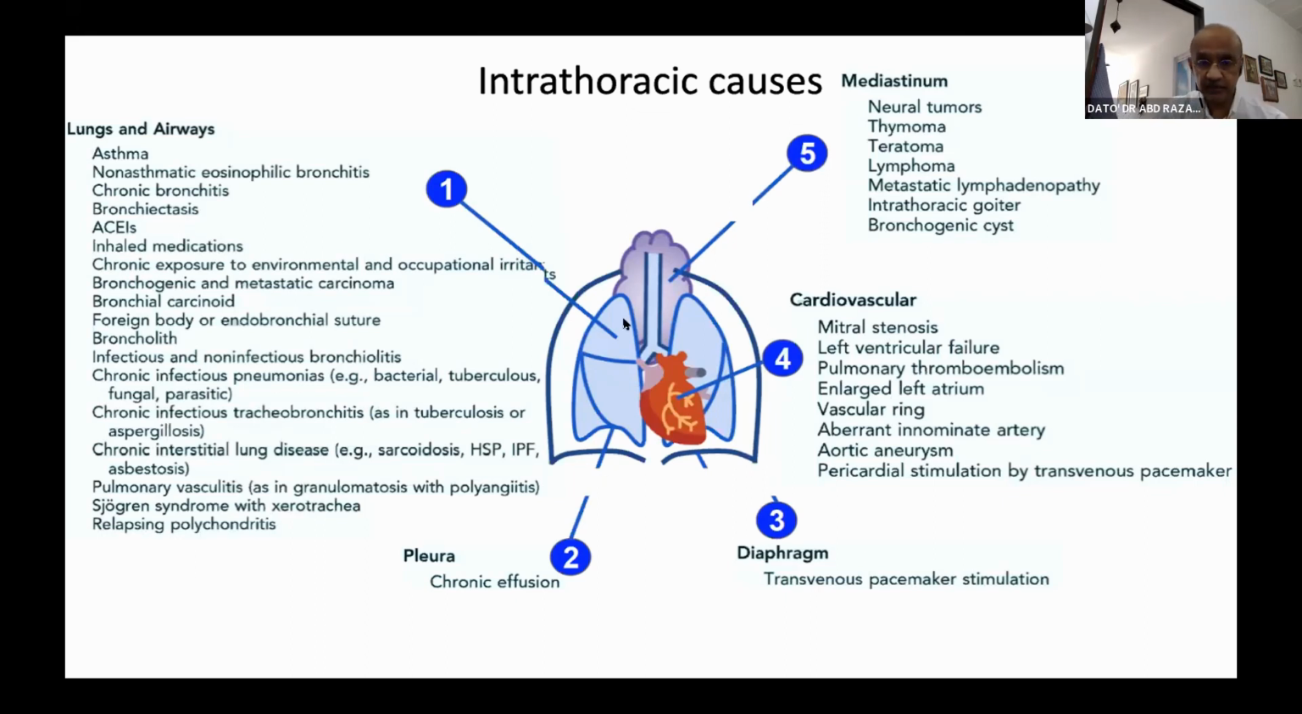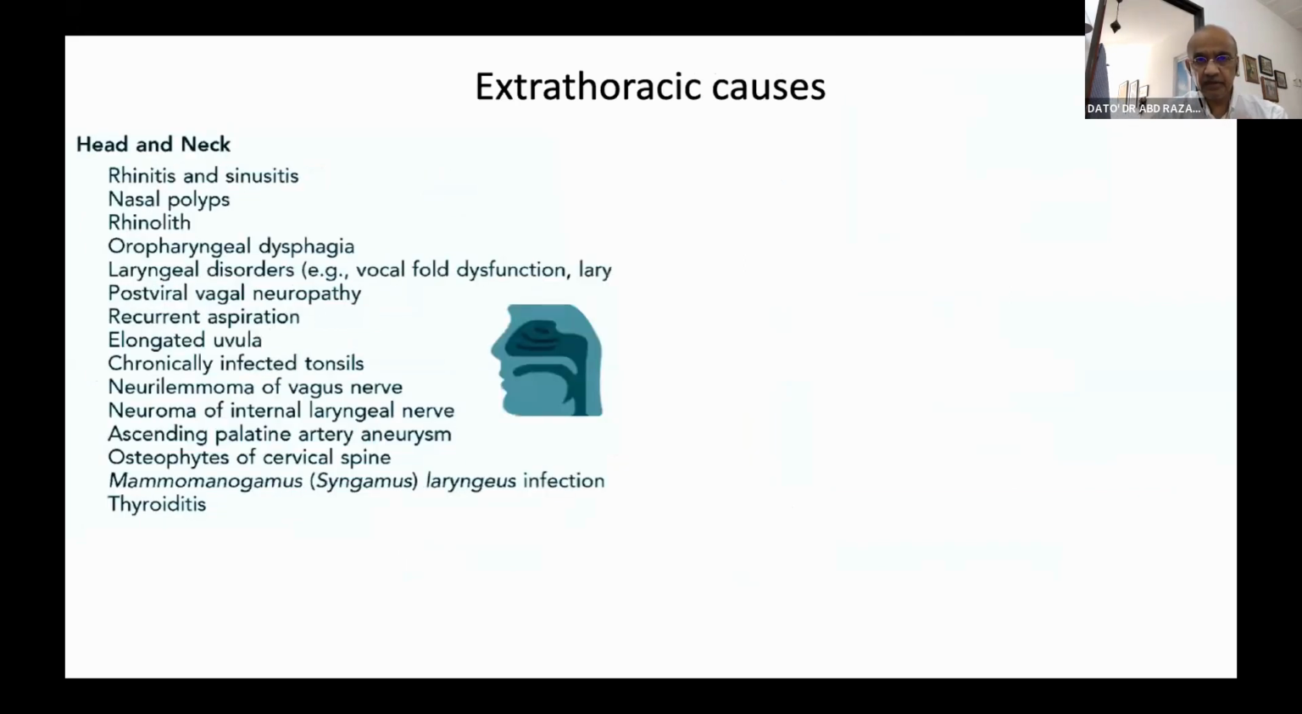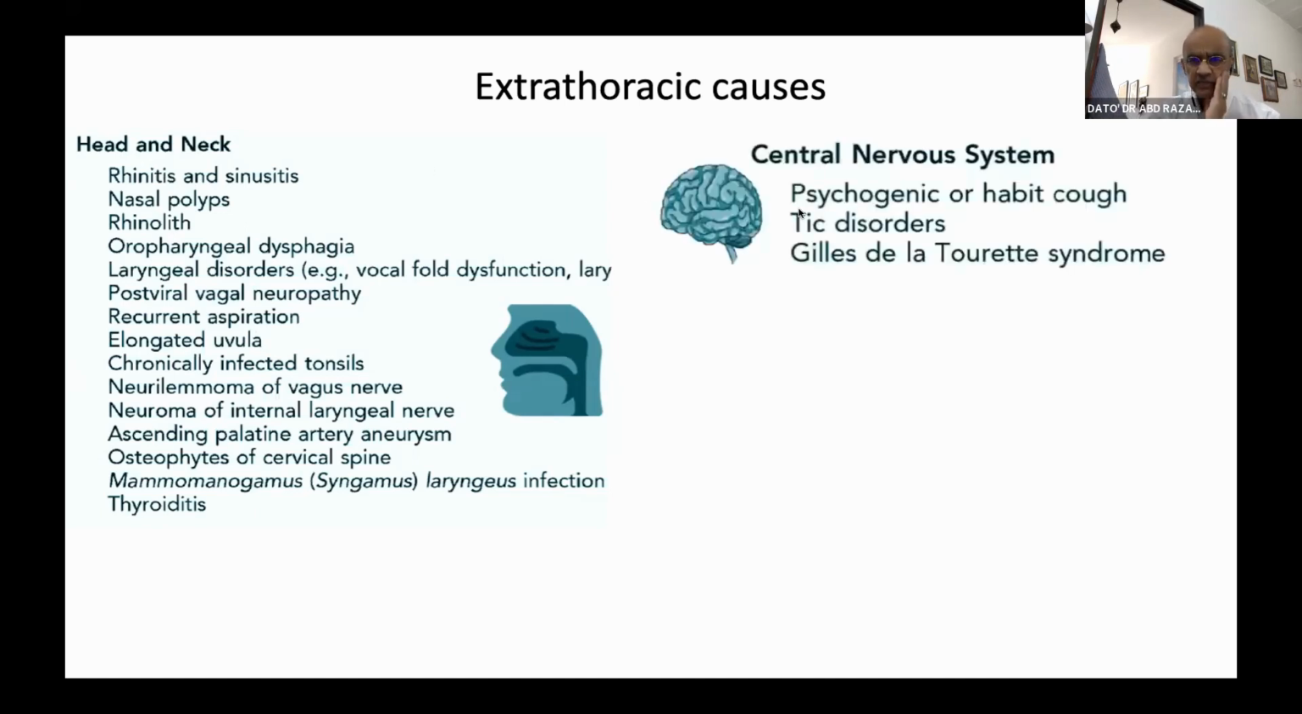This is the lungs and airways. But you can also get cough in the head and neck. Don't forget the rhinitis and sinusitis. Anything outside the airway or outside the lungs, in the nose, in the mouth, in the throat, can also cause cough. The most common is rhinitis and sinusitis and polyps. Okay, it's very, very important. And don't forget CNS. This is very interesting. I'll tell you the story later when I come to this topic again. Psychogenic cough is something we always don't think about.